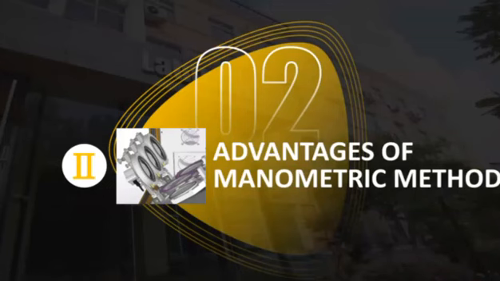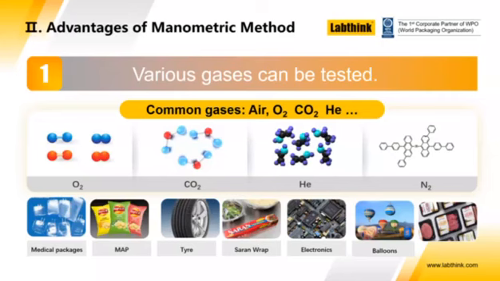So in part two, let's consider some advantages. As I said, various gases can be used, so it's good for measurement of oxygen transmission rate, carbon dioxide, helium, nitrogen, and any other non-corrosive or non-explosive gas with applications for testing things such as medical packages, modified atmosphere packages. We've had a lot of success with introducing this method to manufacturers of tires and the components for tires, Saran wrap or food preservative cling film type products, some electronics.